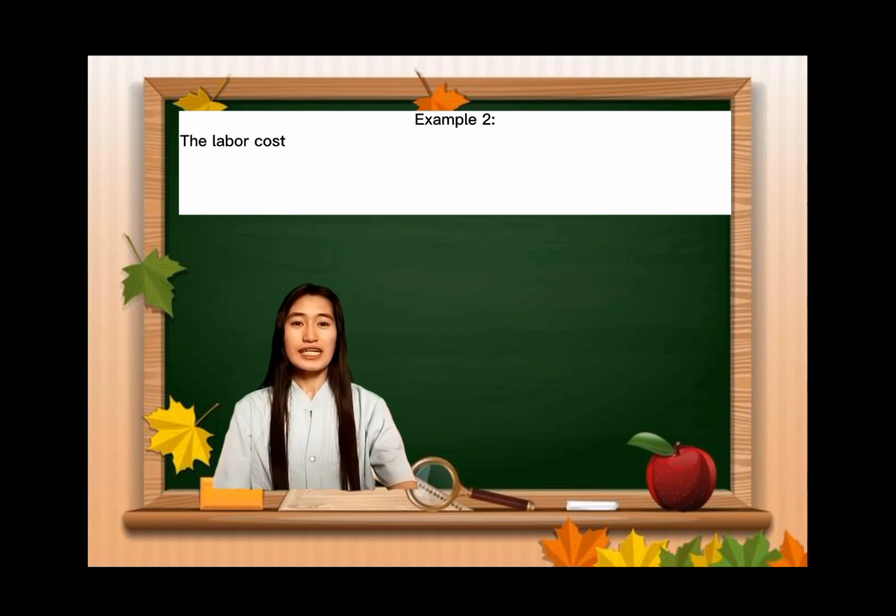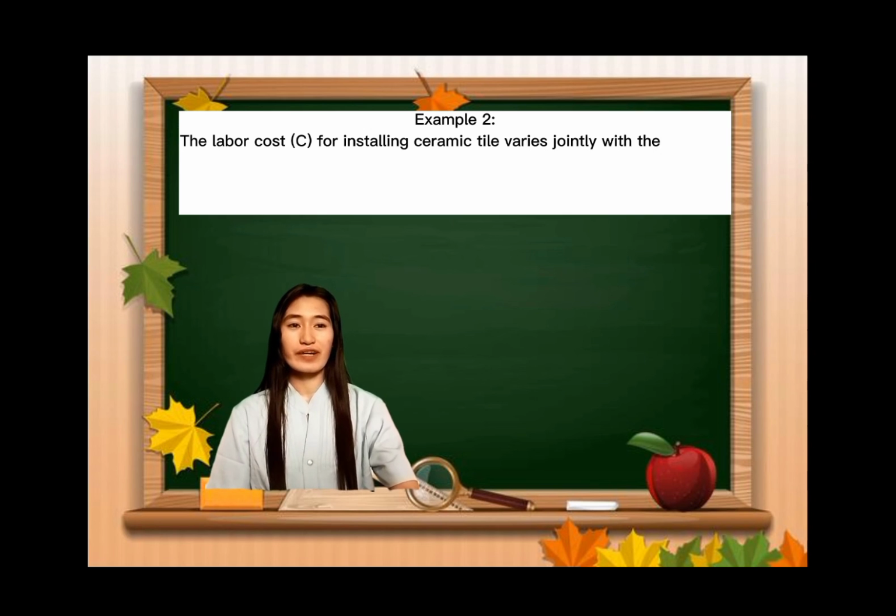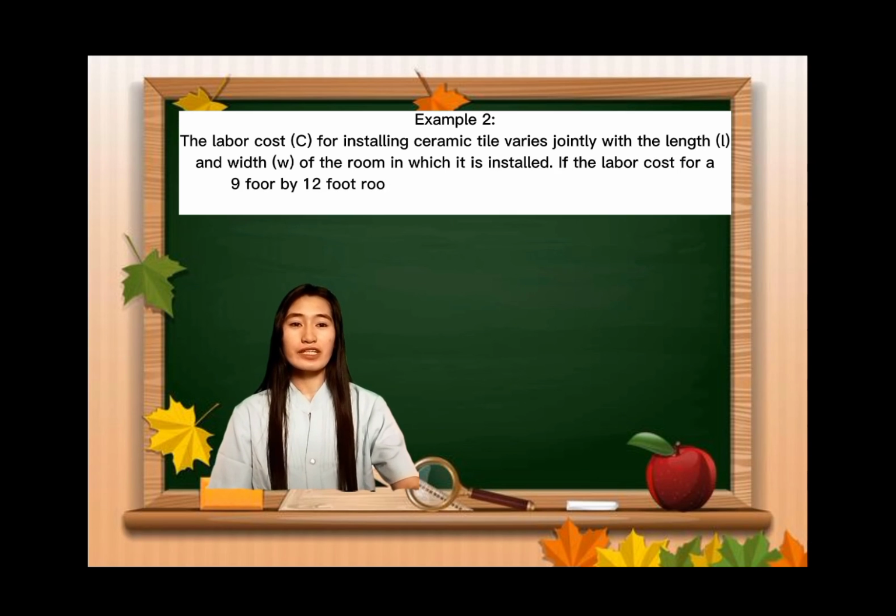Another example. The labor cost C for installing ceramic tile varies jointly with the length L and width W of the room in which it is installed. If the labor cost for a 9 foot by 12 foot room is 3,240 pesos, then what is the labor cost for a 6 foot by 8 foot room?